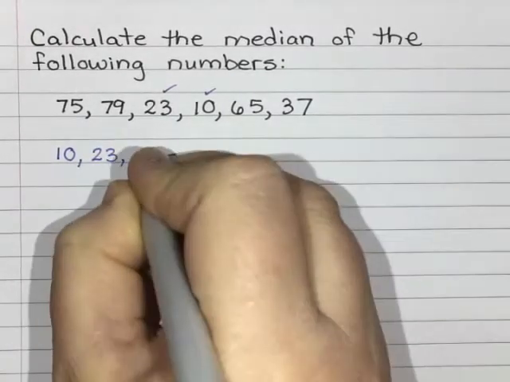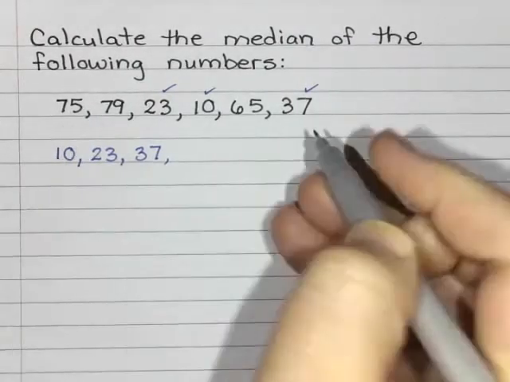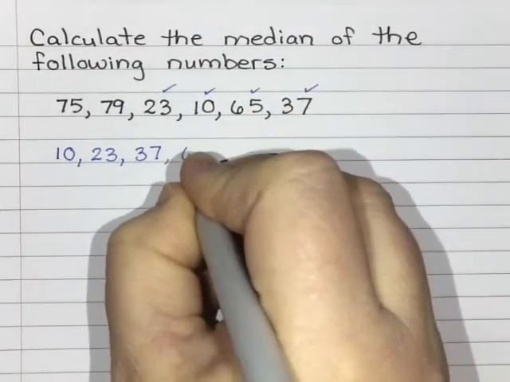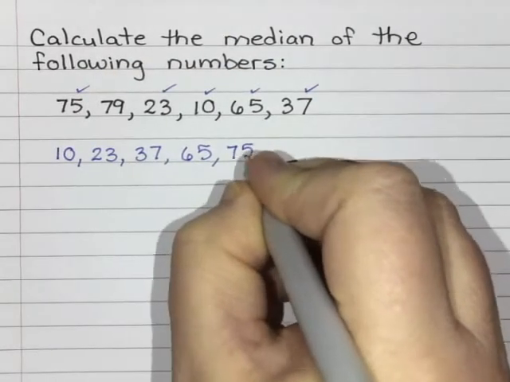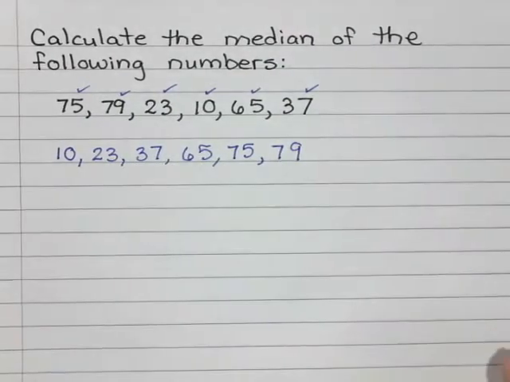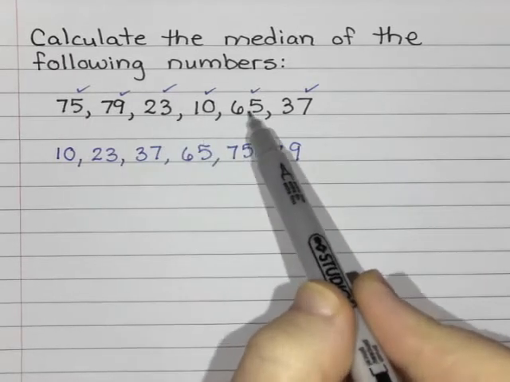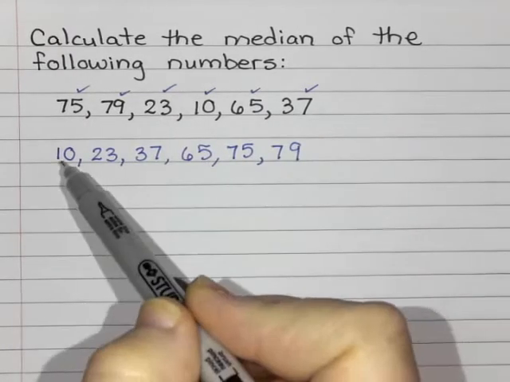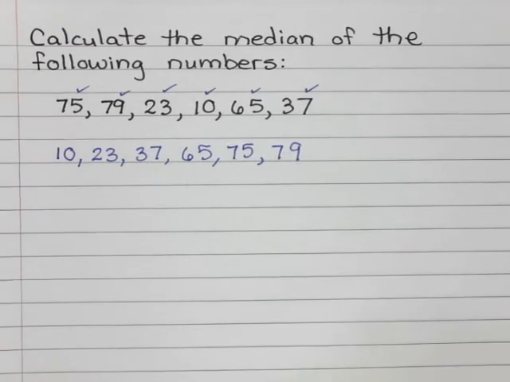followed by 37, and then 65, 75, and 79. I also like to just do a quick check by counting. I started with 1, 2, 3, 4, 5, 6 terms. I should have 1, 2, 3, 4, 5, 6 in my new list, which I do.